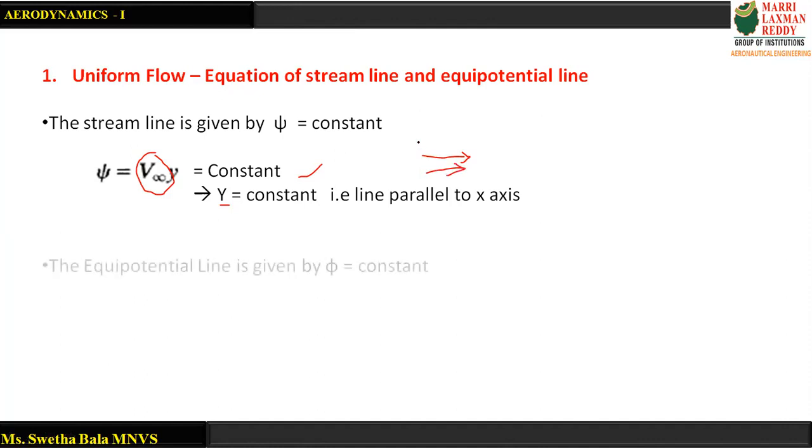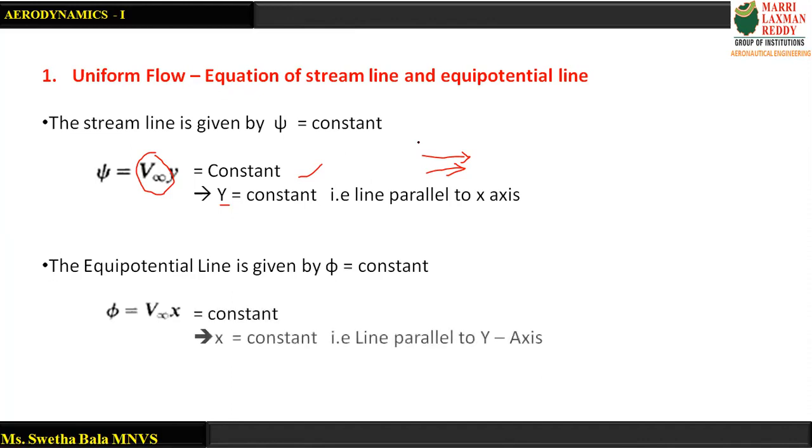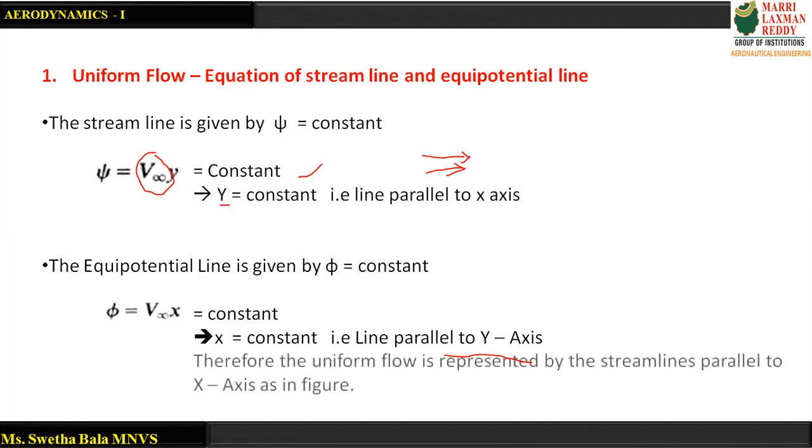Next, coming to the equipotential line, it is given by phi equal to constant. Phi equal to v infinity x, this is equal to constant. If this is equal to constant, it implies x is equal to constant. So x is equal to constant is a line parallel to y-axis. Therefore, what do I get? Uniform flow is represented by the streamlines parallel to x-axis as we are seeing in the figure.